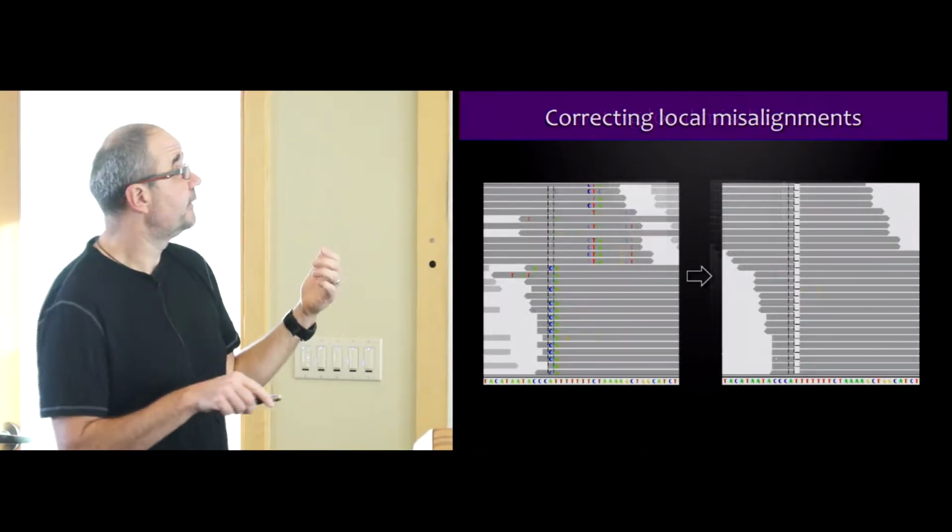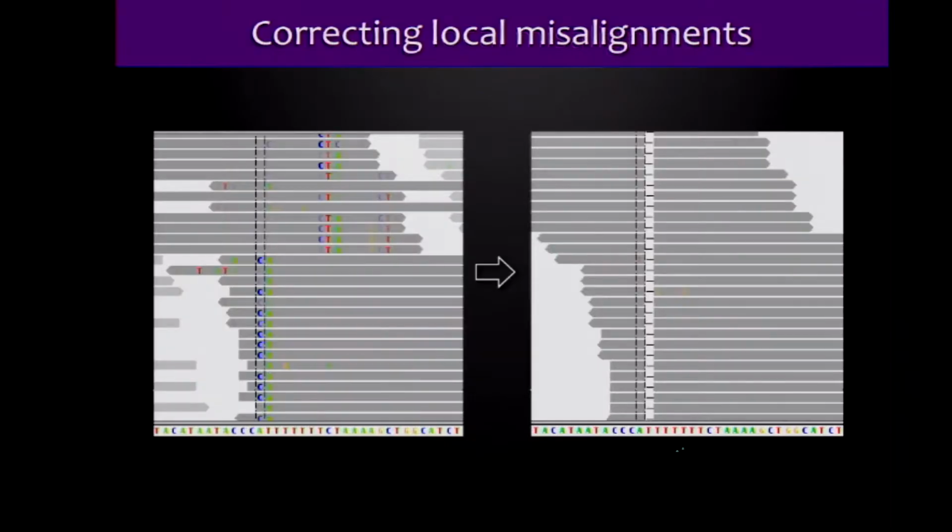Like, for example, in this case, there's really just a one base pair deletion here. And if enough reads say that, then you can try to see if the other reads are consistent with that hypothesis and realign that way, for example.